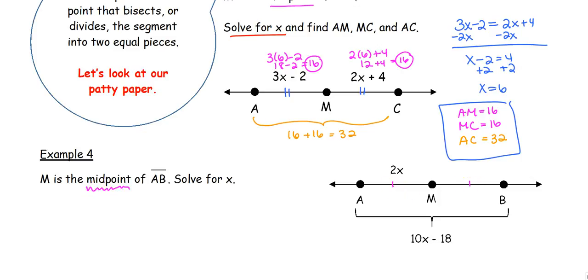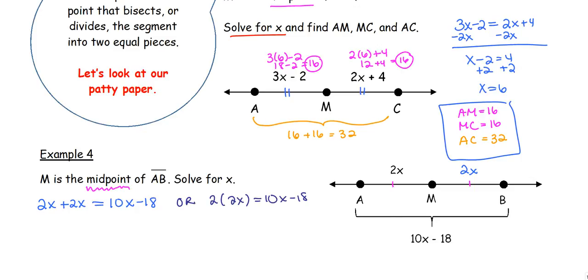So there's two ways that you could approach this. Since these are the same, if this is 2x, this is also 2x, then I could use my segment addition postulate. 2x plus 2x, together those two pieces add up to the whole. So these two pieces together equal the whole. Or, since I know that they are congruent, you could look at it, instead of adding it twice, it's going to take two of those 2x segments to equal the whole 10x minus 18.